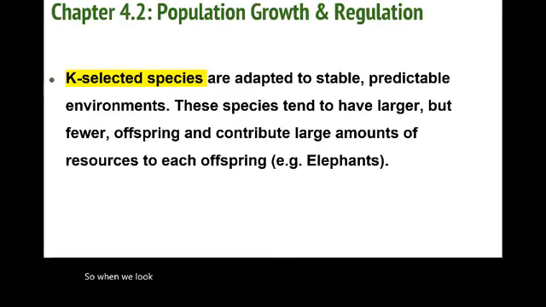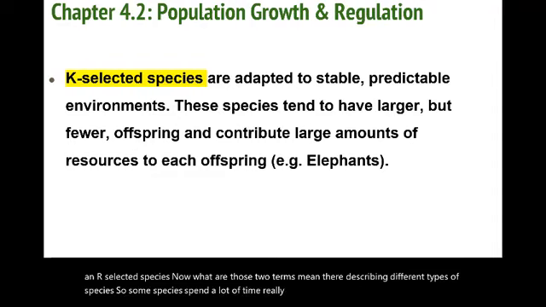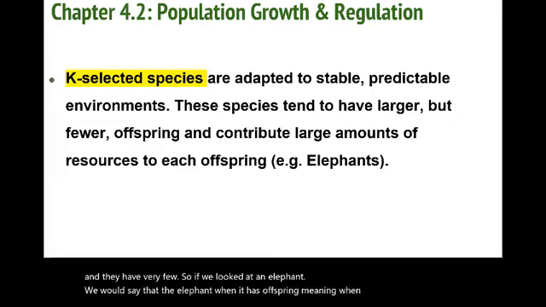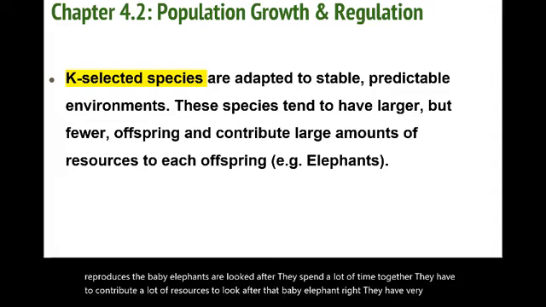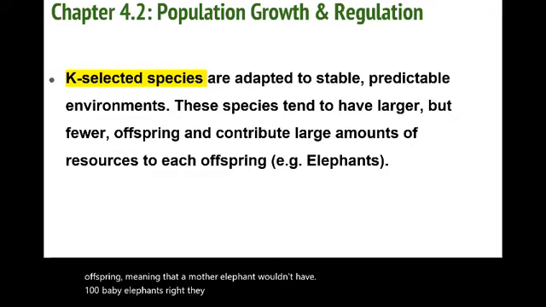So when we look at different populations, we're going to group them into K-selected species and r-selected species. Now, what do those two terms mean? Well, they're describing different types of species. Some species spend a lot of time nurturing and looking after their offspring, and they have very few. If we looked at an elephant, when the elephant reproduces, the baby elephants are looked after. They spend a lot of time together. They have to contribute a lot of resources to look after that baby elephant, right? They have very few offspring, meaning that a mother elephant wouldn't have 100 baby elephants. They have fewer, larger offspring.